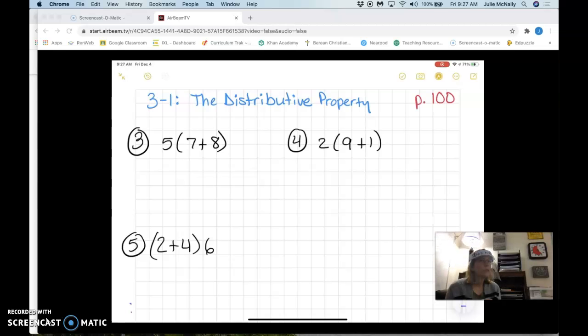So order of operations says we do what first? Parentheses first. So what is 7 plus 8? 15. And then bring down the 5 because we haven't used it yet.